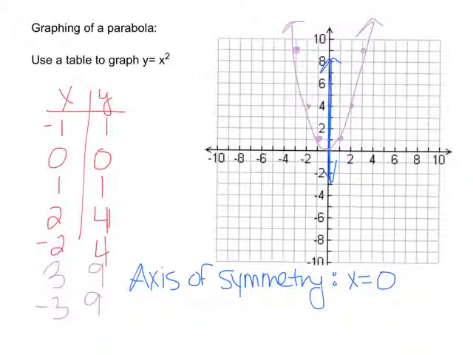And if you notice a relationship, I went over 1, up 1 from that vertex, and then from that point I went over 1, up 3. And then from this point, I went over 1, up 5. And I did the same thing on this other side. So my parabola really has an axis of symmetry.